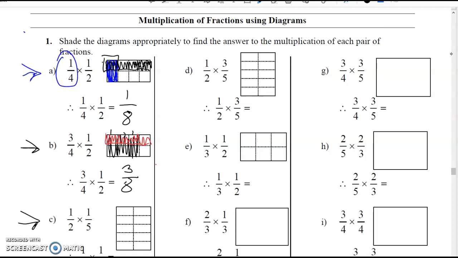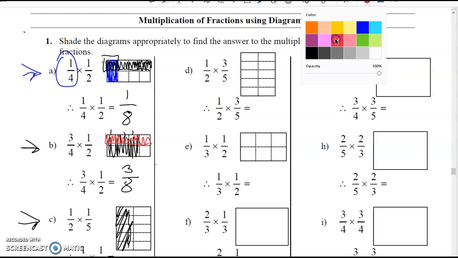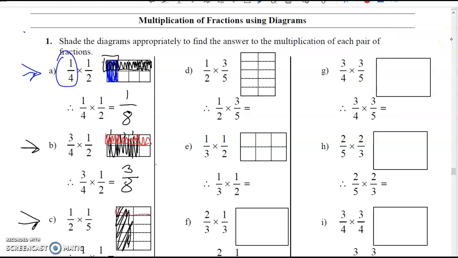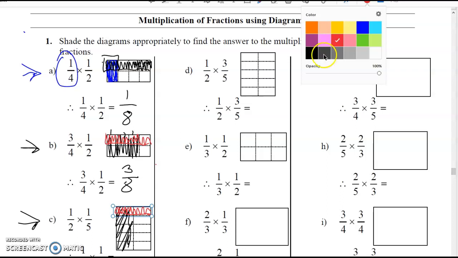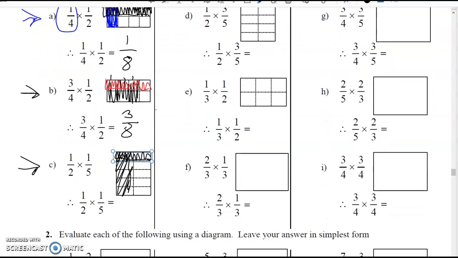Let's look at C. A half times 1/5. So a half times 1/5, if I colour in a half. So again, crossways, it's a half. And then let's change colour, let's go to red. Let's do a 1/5. So if I go those two, that'll be a 1/5. So how much of those two does it cross over? You can see that it overlaps in 1 out of the 10. So the answer would be 1 out of 10.